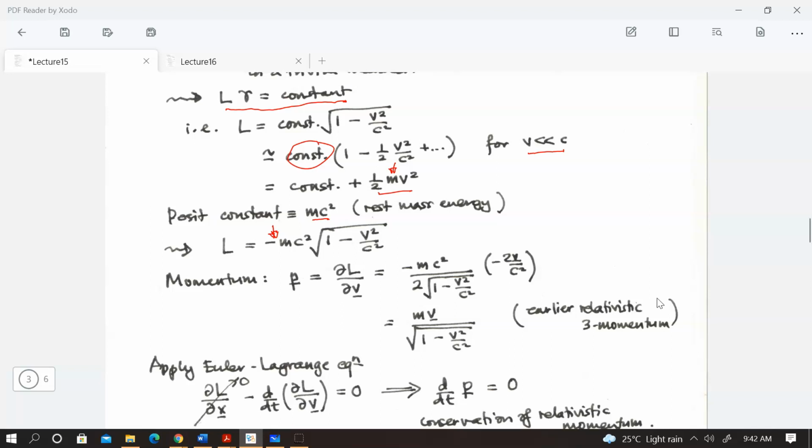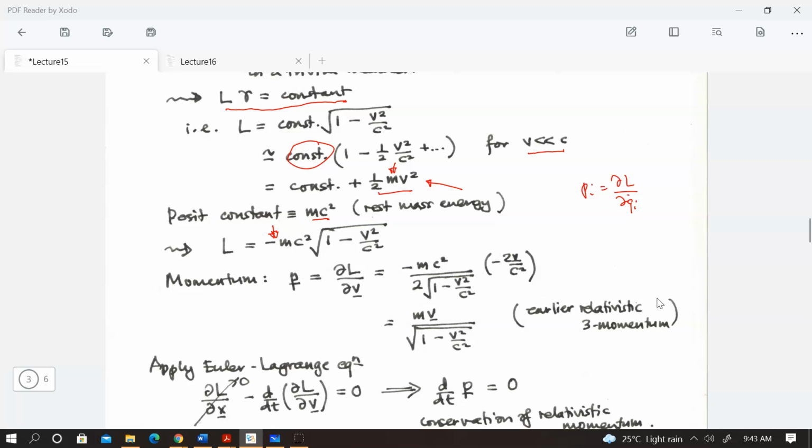And this, as I said, if you have your v on c to be less than 1, okay, then you can expand this and then you get back your kinetic energy. Okay, but let's look at what your momenta is in this case. Okay, your momenta, remember, is defined as dL/dq_i dot. Okay, so it's dL/dv.